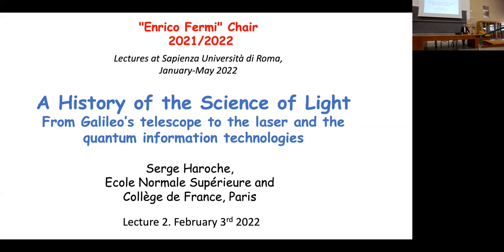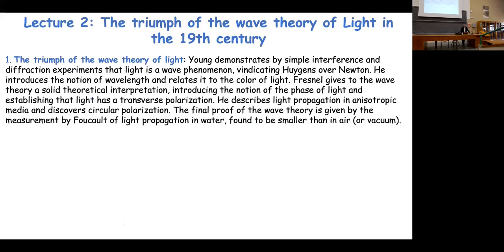So we had to wait until the beginning of the 19th century to resolve this problem and to find who was right between Newton and Huygens. And so this is the topic of today's lecture. I will be talking about the science of light during the 19th century. And I call this lecture the triumph of the wave theory of light, because as we will see, this is a theory which happened to be the true one.